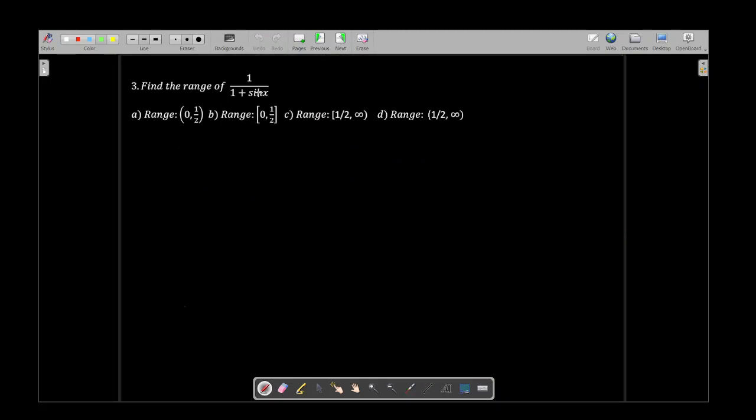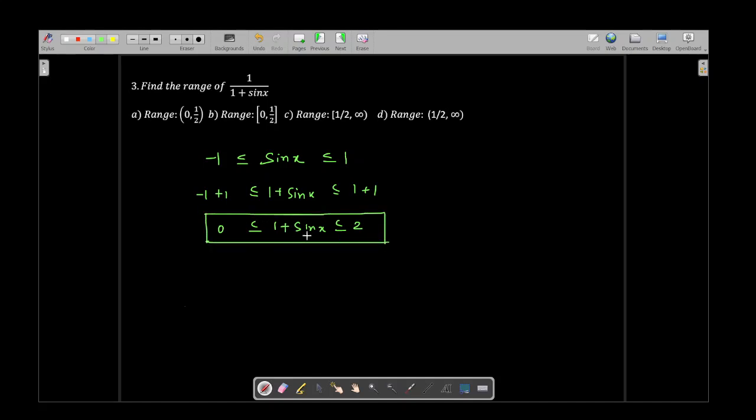We can solve a similar problem to understand it better. We have to find the range of 1 by 1 plus sin x. We'll start with sin x first. The range of sin x we know is minus 1 to 1. Sin x oscillates between minus 1 and 1, and we want 1 plus sin x. So I'll add 1 to the inequality. I'll get 1 plus sin x here, and here I'll get 1 plus 1. So here I get 0 less than or equal to 1 plus sin x less than or equal to 2. This is an important point before taking the reciprocal. So now we know that the range of 1 plus sin x is between 0 and 2.